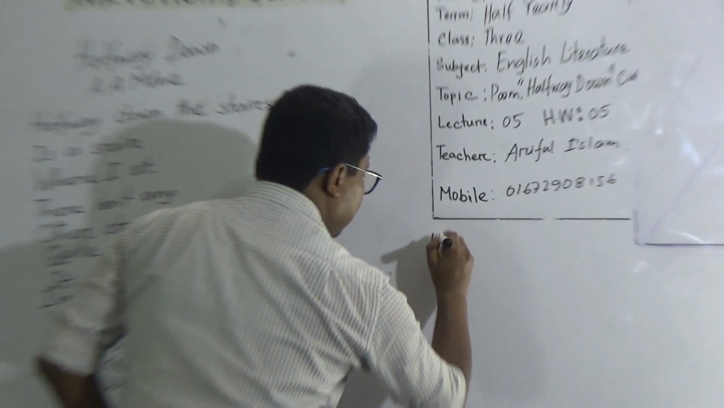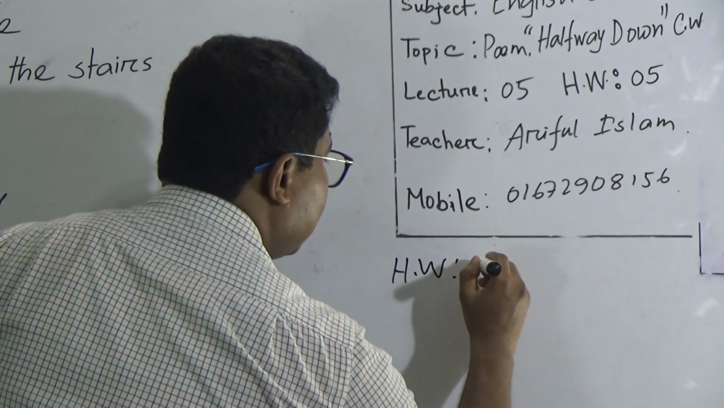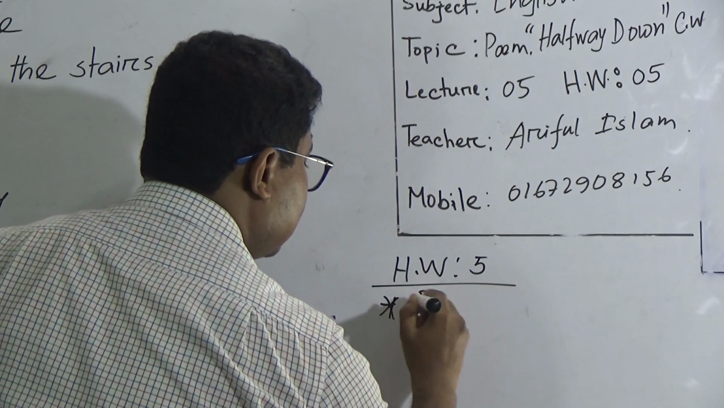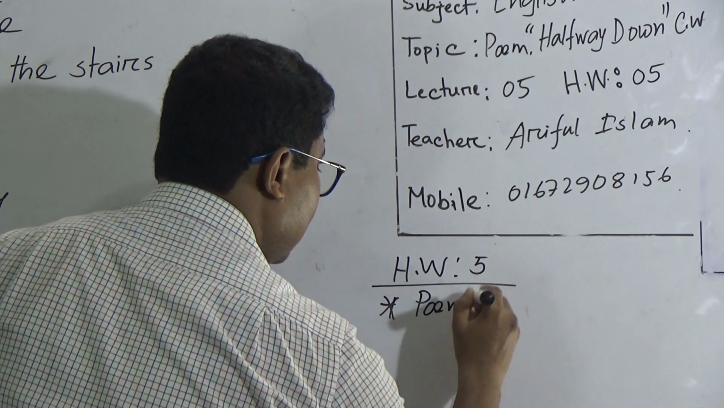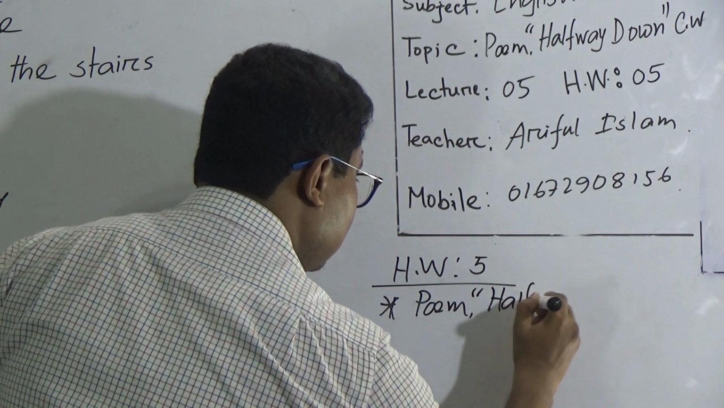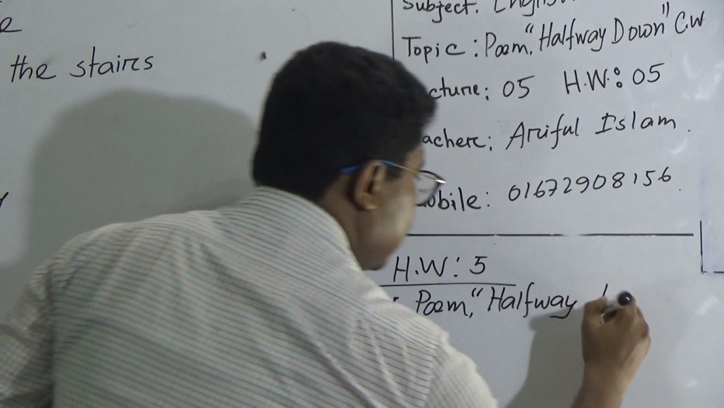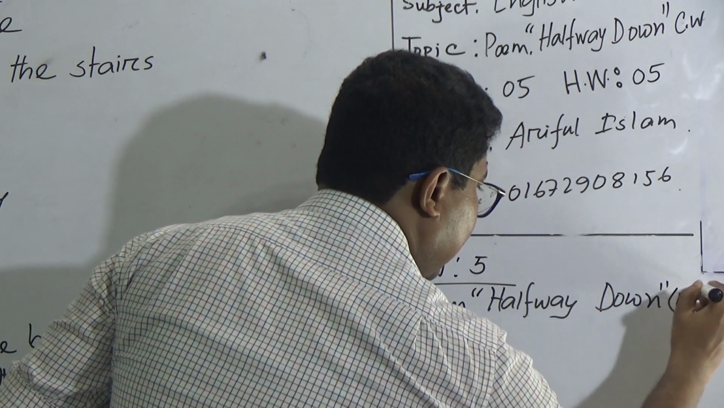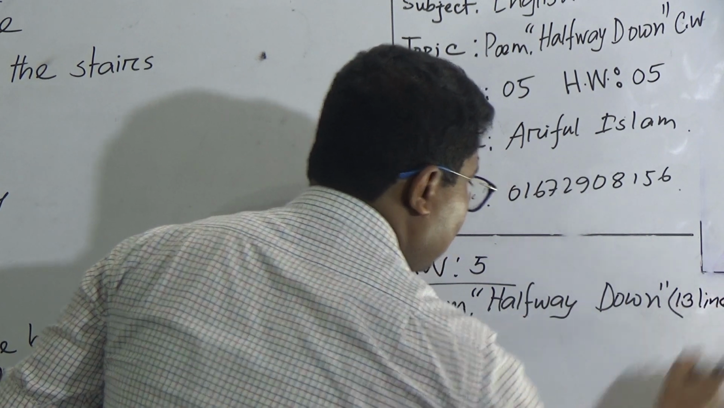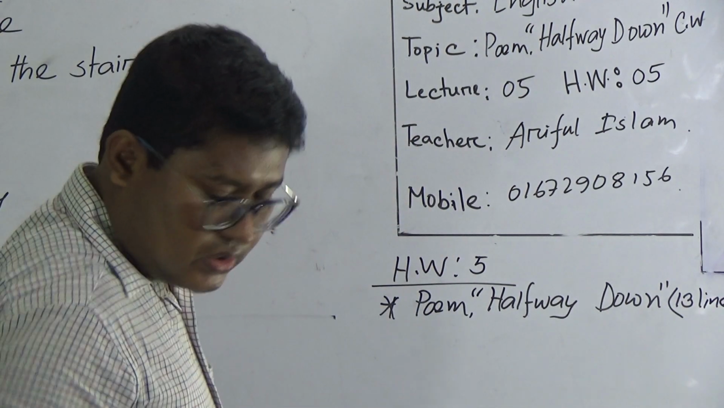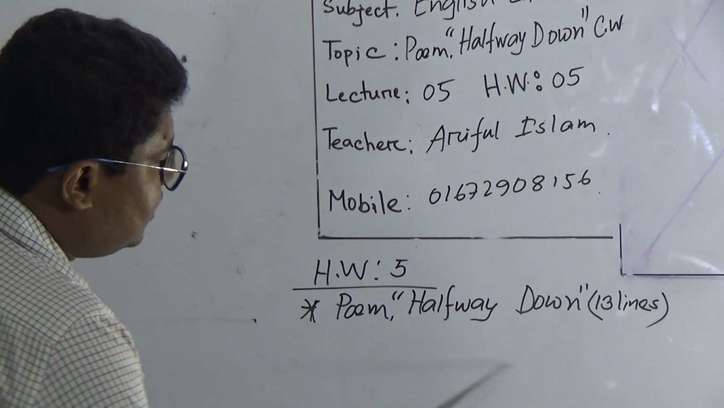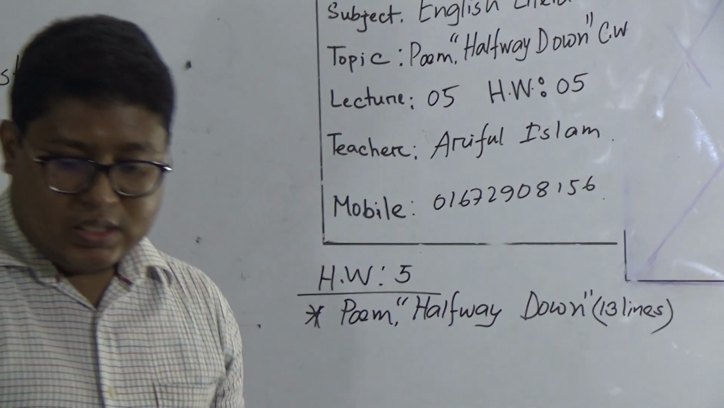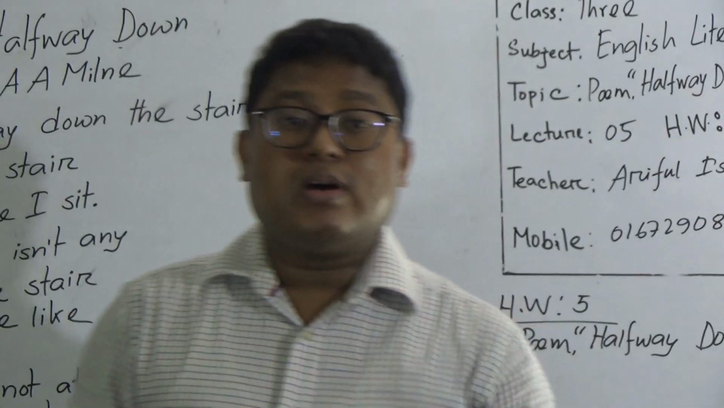Your SW will be SW5. Submit on Saturday. SW is the poem "Halfway Down." Please write 13 lines. SW5, poem "Halfway Down," 13 lines.